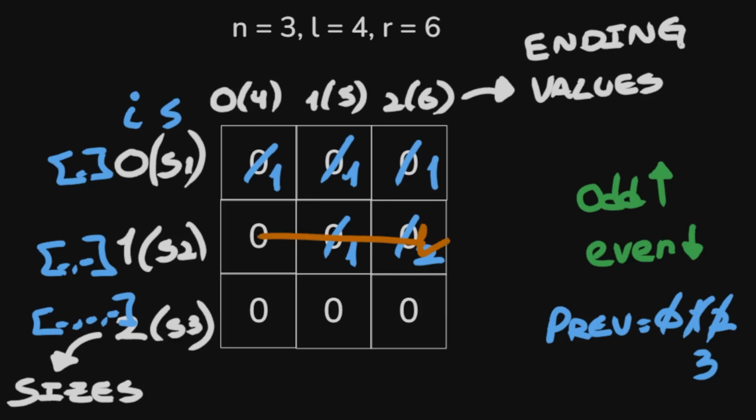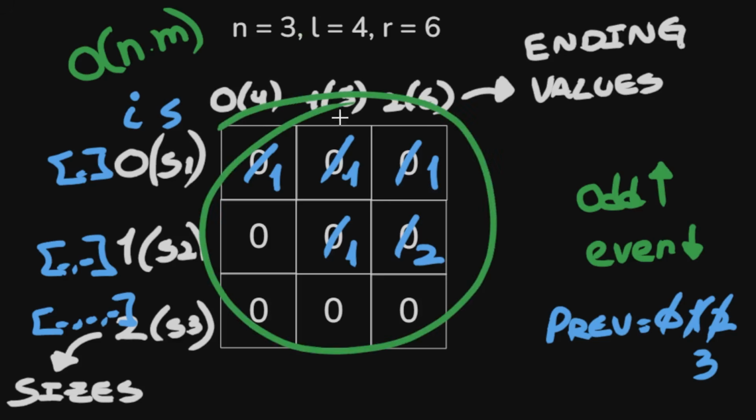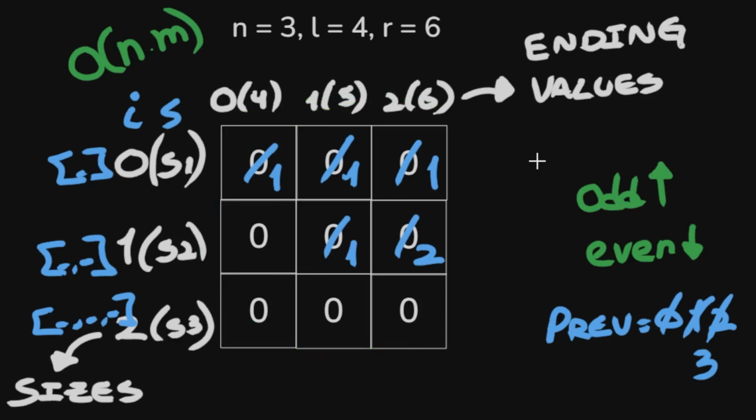Now we can iterate columns and carry the accumulated previous results. Overall time and space complexity for this approach is big O of n times m, where m is the range that we are given. Why? Well, because we have to iterate and build this DP grid. So with this in mind, let's go with the code.